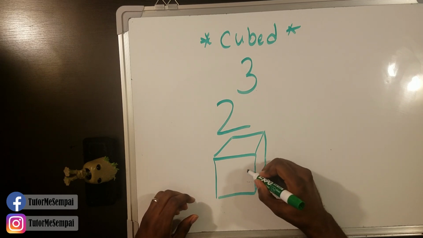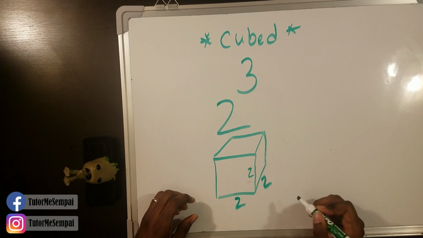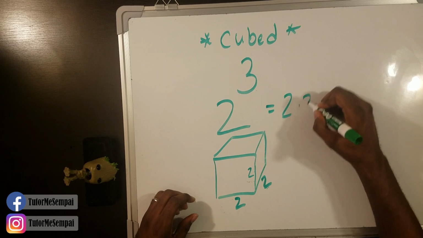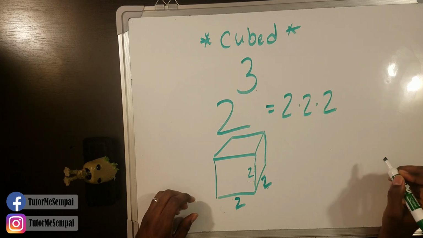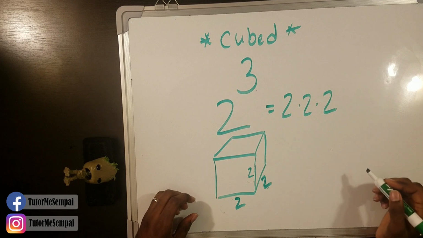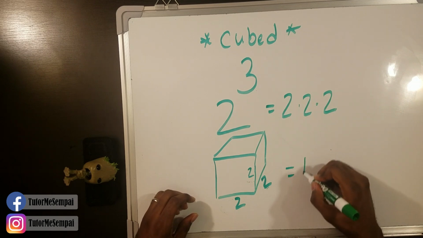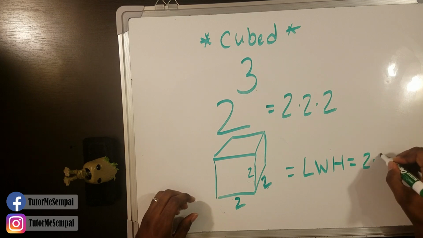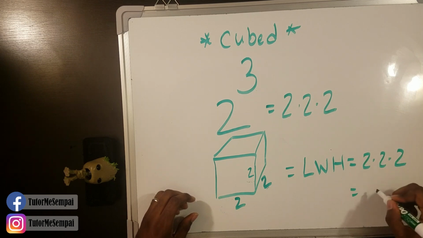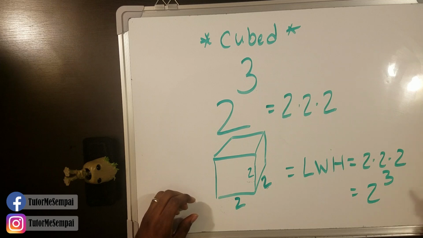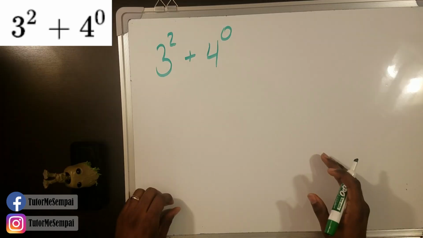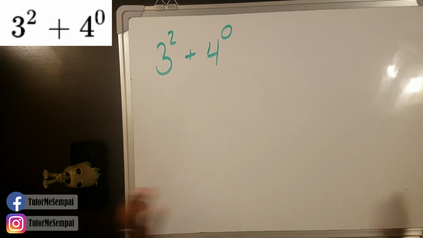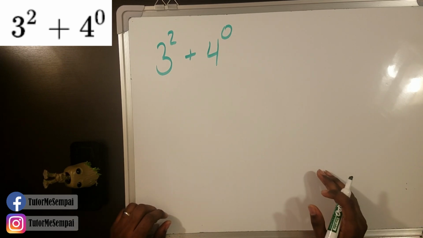So in this case, let's say it was a 2. 2 times 2 times 2, which is the same as the repeated multiplication of 2 to the 3rd power. Length times width times height equals 2 times 2 times 2, or 2 cubed. Hence the name cubed. Now that we talked about what an exponent is, how it's referred to, and how to use them, let's put all that to practice to solve our question for today.